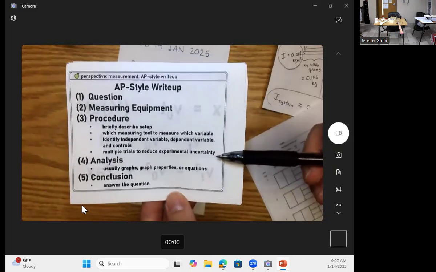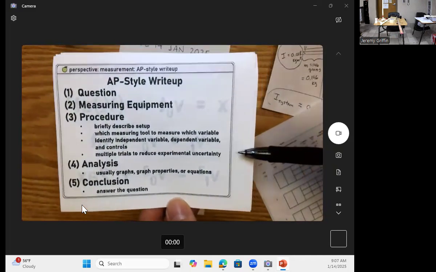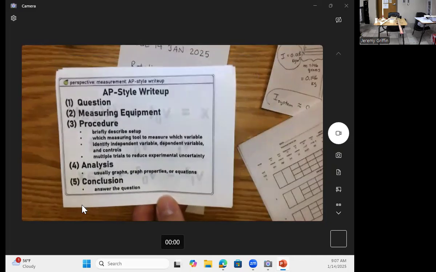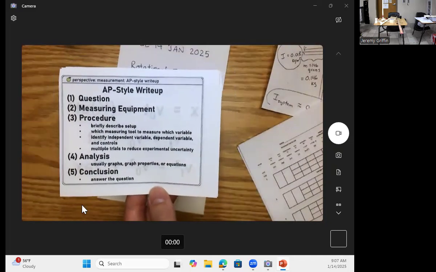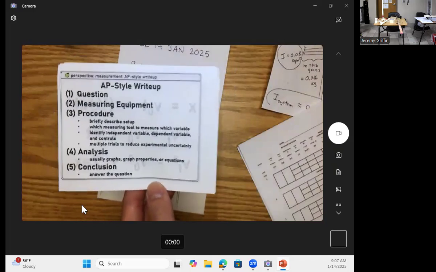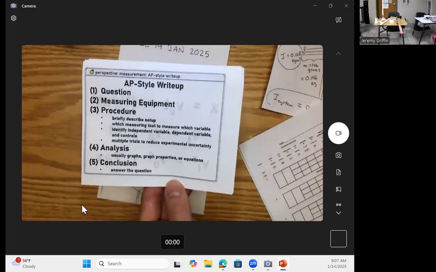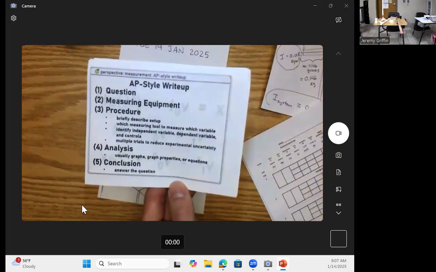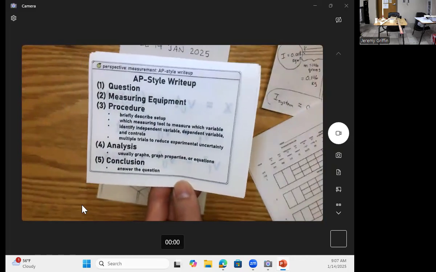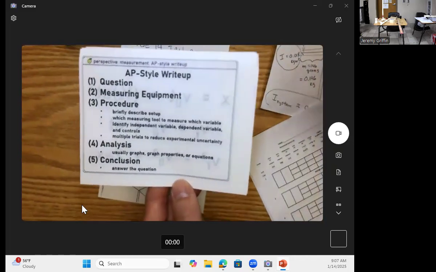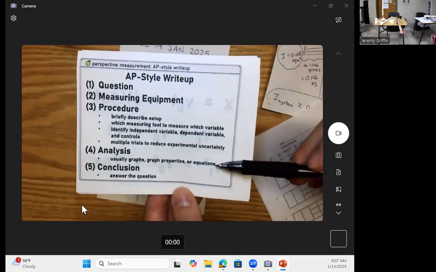You guys know AP always awards a point for multiple trials to reduce experimental uncertainty. The way we're going to do multiple trials, I'm going to grab 3 different times from you guys. You each have stopwatches, so I'm going to get 3 volunteers. You tell me the times, and we'll make believe that that's 3 separate trials, just because we've got so much class time. Okay. Analysis.